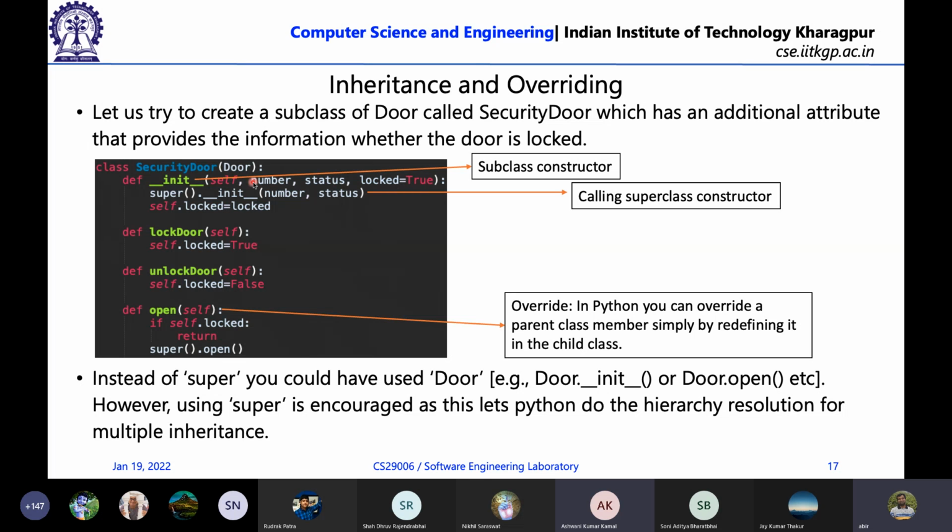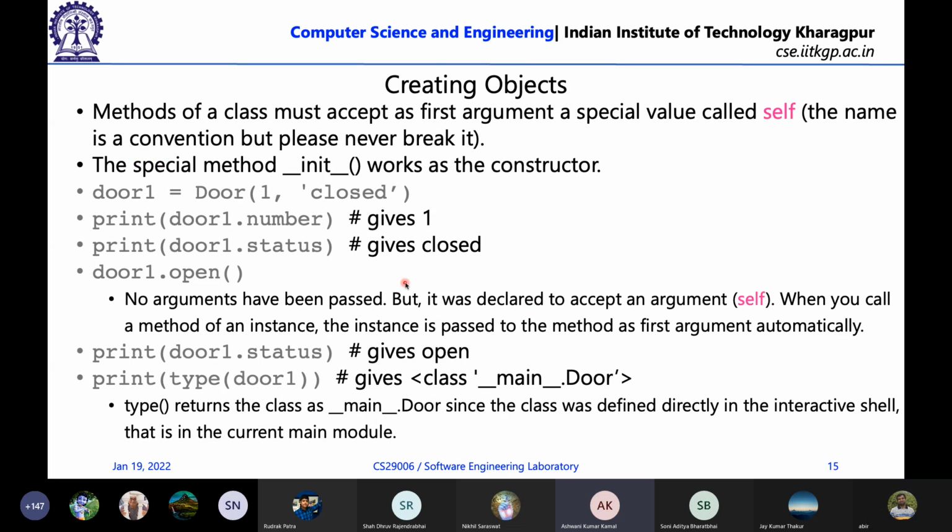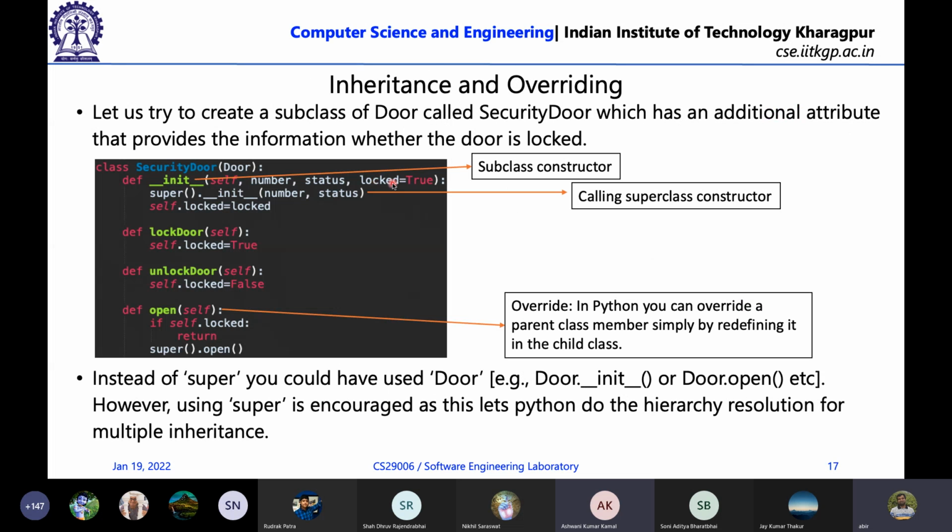So the non-additional attributes which are also there in simple door or its parent class, you are just calling the constructor for that. You are just setting a number is equal to self dot number, status is equal to self dot status, because that was the init method in door that was doing, right? So you are just calling this, and the additional parameter locked you are setting, okay, whatever the user has told.